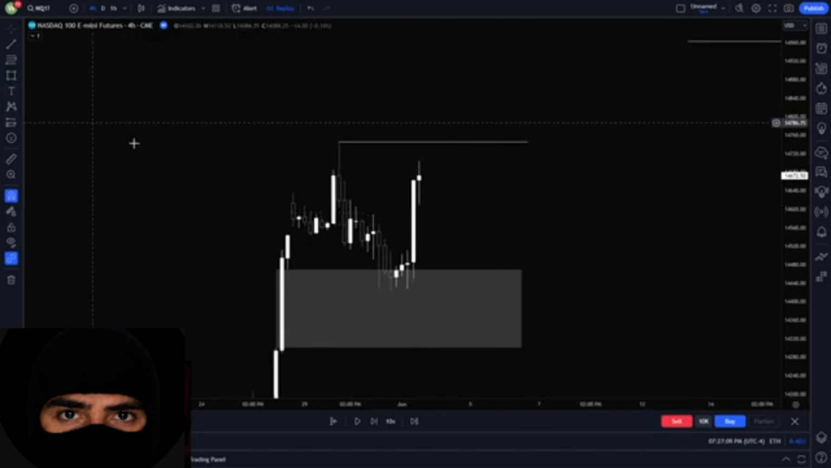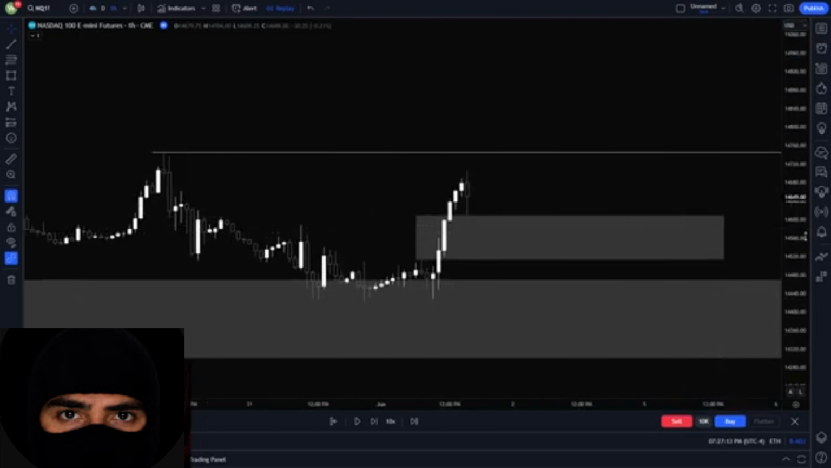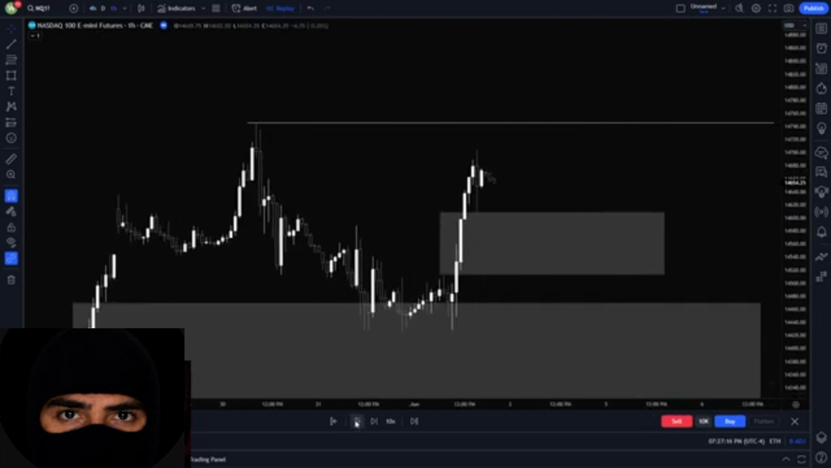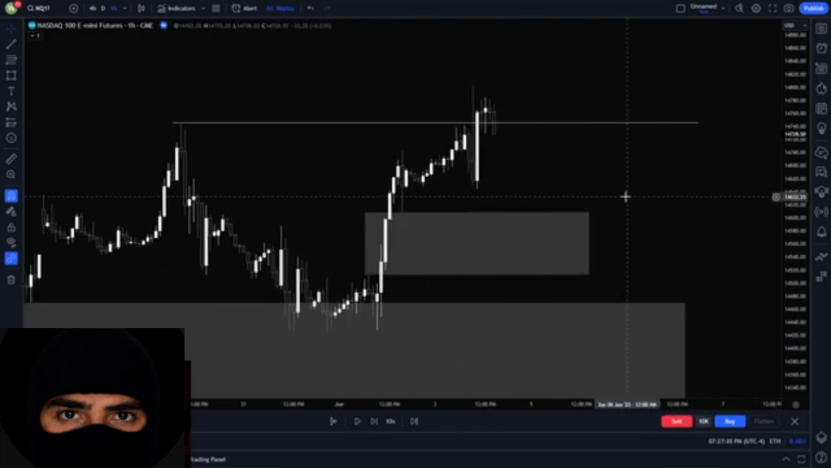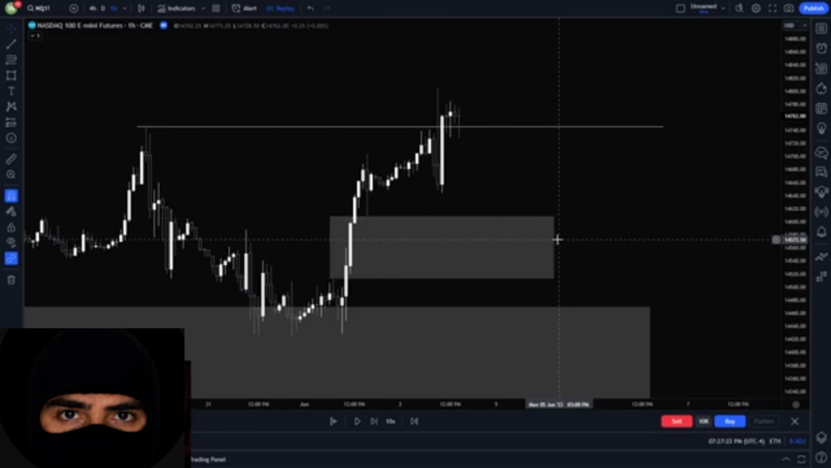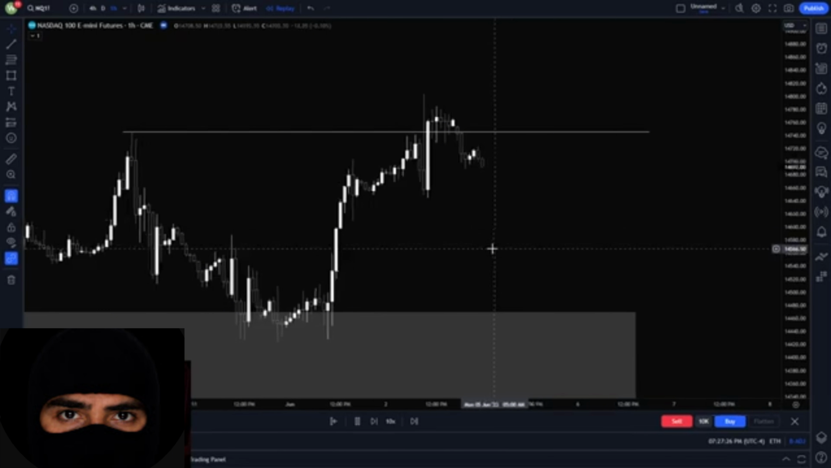I'm expecting to see the draw on liquidity be that previous high. Come down, retrace back into this fair value gap. Draw on liquidity is that high. Ends up getting taken. Again, all it is, what's getting respected, what's getting disrespected, using higher time frame and using external models, right?